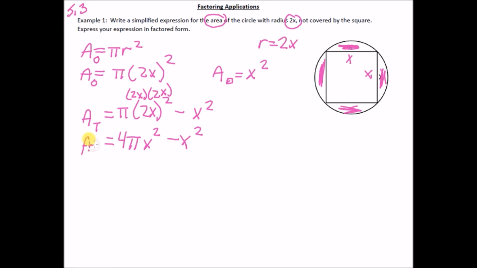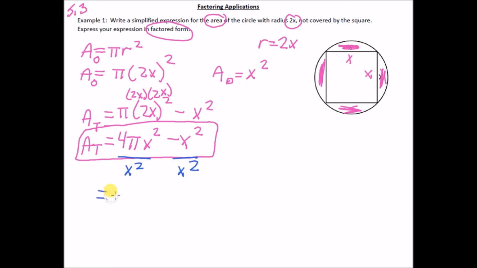Okay. So this is the total area. This is the simplified expression, all expanded. Okay, now let's write this in factored form. So what's similar between 4 pi x squared and x squared? Well, it's definitely the x squared. So let's factor out the x squared. And we're left with 4 pi minus 1. So this is our expression in factored form.